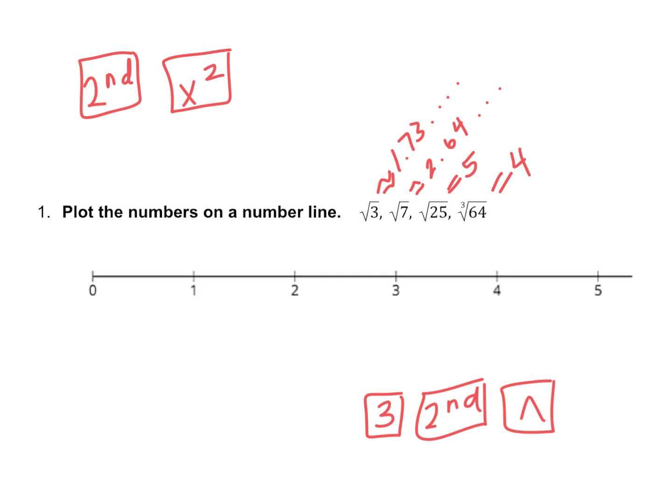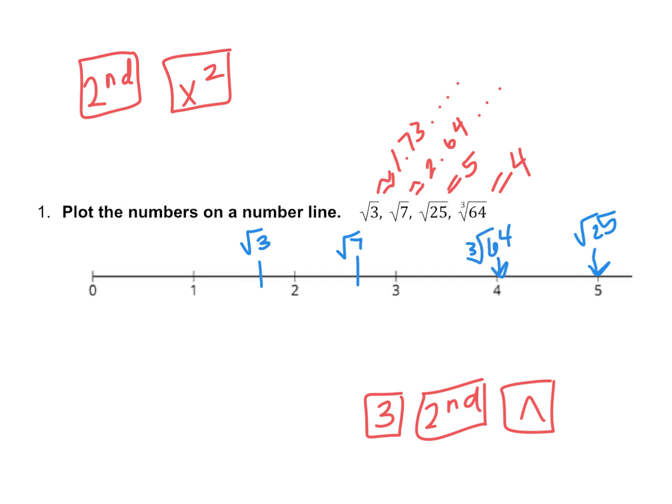So 1.73 would be almost 3/4 of the way through between the 1 and the 2. So the square root of 3 goes about right there. 2.64, that's just over the halfway point of 2. So the square root of 7 goes here. And then the last two are easy because they're perfect squares and perfect cubes. So the square root of 25 is exactly 5. And the cubed root of 64 is exactly 4.